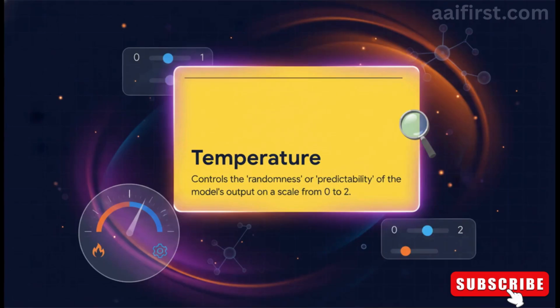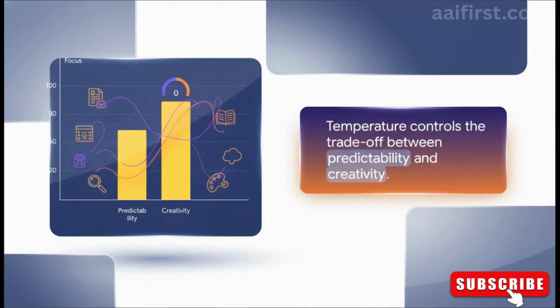So, the very first, and maybe the most important, dial you need to know about is called temperature. Just think of it like a creativity knob. It's all about controlling how predictable or how wild and random the AI is going to get. And here's how that trade-off plays out.